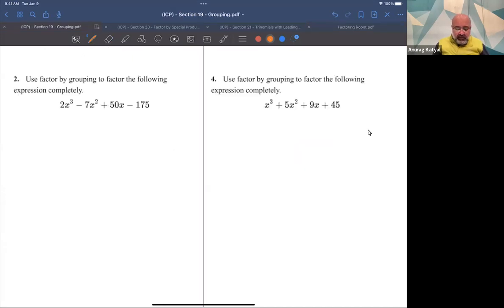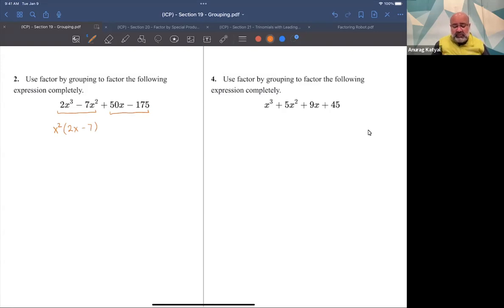Coming back here. First group, second group. From the first two terms, I can factor out an x squared, open parentheses, and now how do we know what goes inside? We divide the terms by the GCF. So if we divide 2x squared by x, I'm sorry, 2x cubed divided by x squared, we get 2x. Negative 7x squared divided by x squared gives us negative 7.